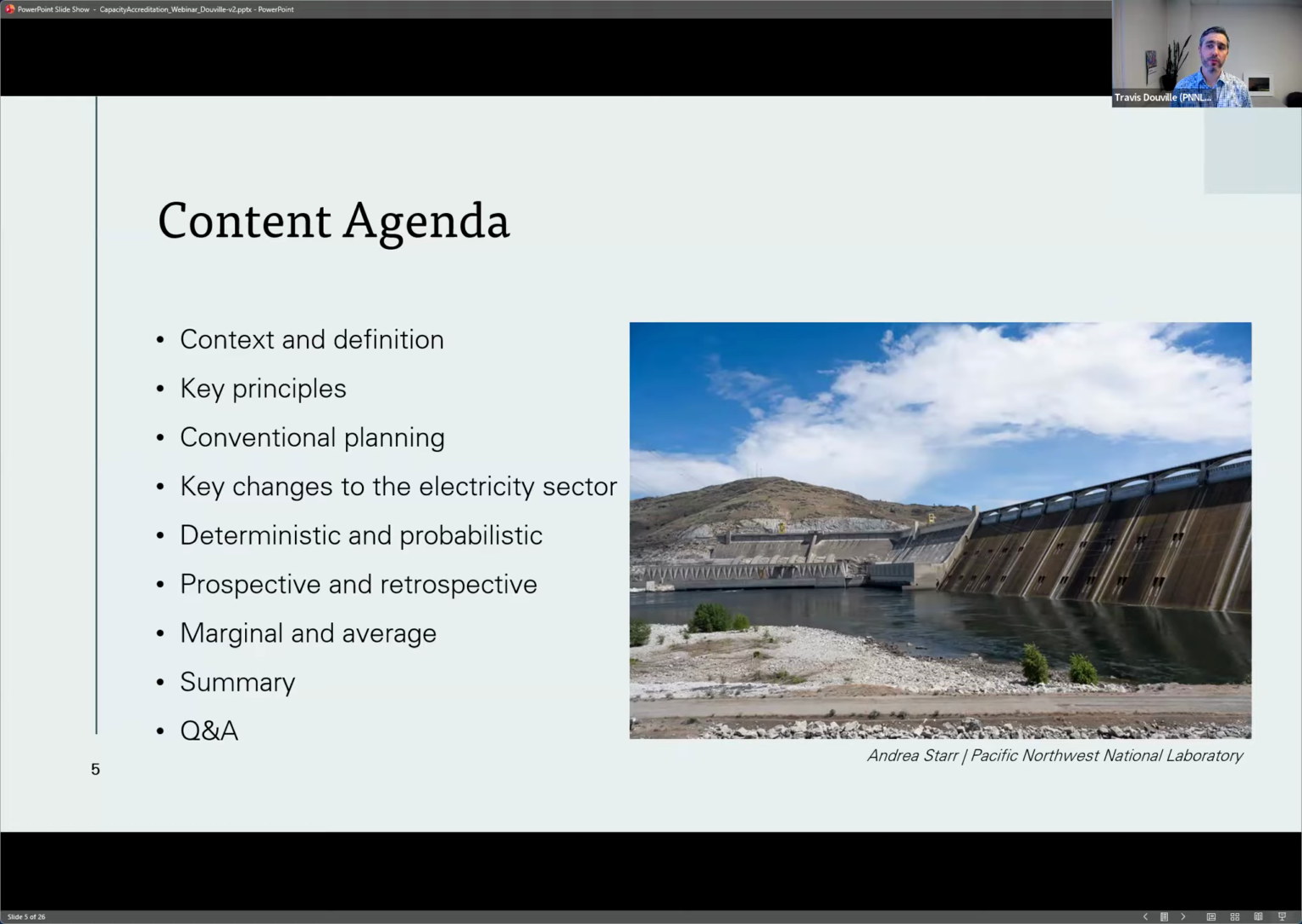Key reasons for why more refined methods are needed will be presented next. The remainder of the material trades deterministic against probabilistic, prospective against retrospective, and marginal against average approaches to accreditation. More detail will be provided on the marginal methods, which have arisen in the last 5 years as the most efficient planning tools for resource adequacy and capacity across systems. And finally, we'll summarize these concepts to recap everything we've talked about today.